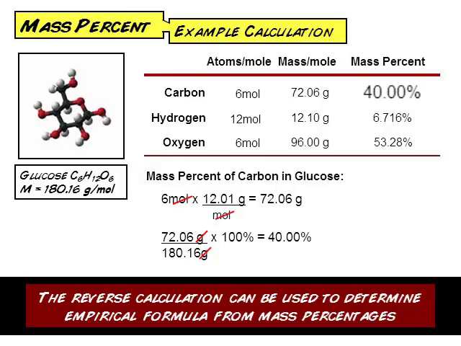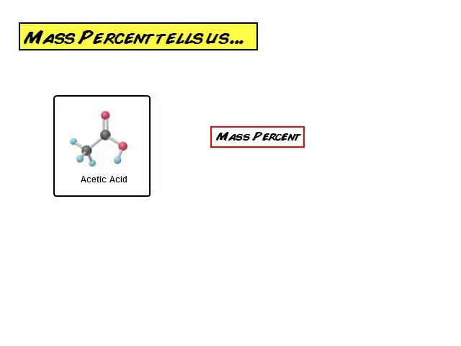The reverse calculation can be done to determine the empirical formula from mass percentages. For example, if we use combustion analysis to determine the mass percentages of each of the carbon, hydrogen, and oxygen, and we know the molar mass, we can use this to determine first the empirical formula and then the molecular formula. Mass percent tells us the empirical formula. By combustion analysis, we can measure the mass percent of each atom in a compound and use this to determine the empirical formula.